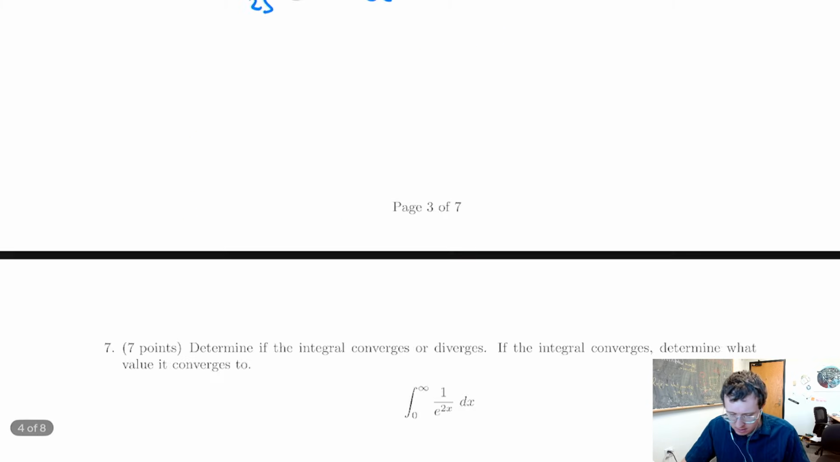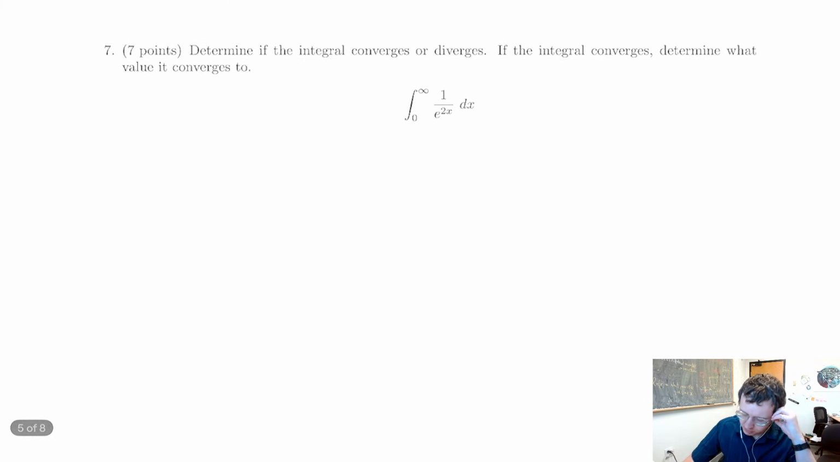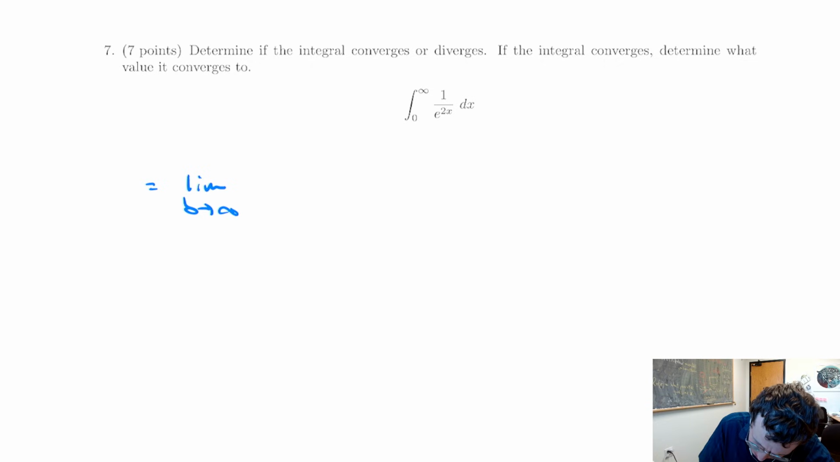All right. Determine if the integral converges or diverges. And if it converges, we'll actually evaluate it. This is an improper integral because we have a bound of infinity. And what that really means is it's the limit as b approaches infinity of the integral from 0 to b of 1 over e to the 2x.